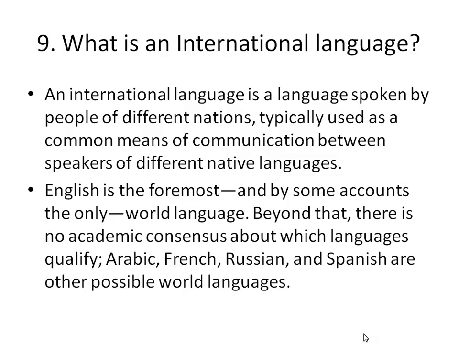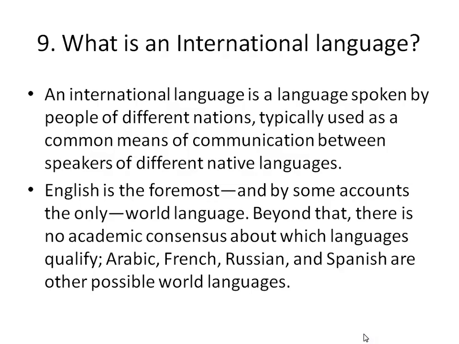It is typically used as a common means of communication between speakers of different native languages. English is the foremost and by some accounts the only world language. Beyond that, there is no academic consensus about which languages qualify. Arabic, French, Russian, Spanish and others are possible world languages.